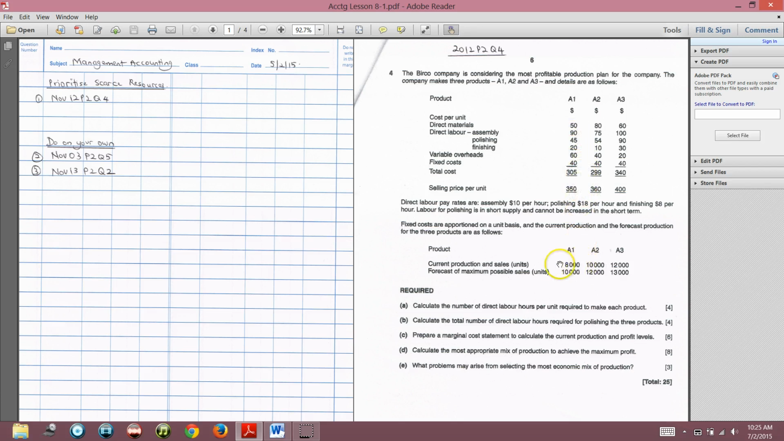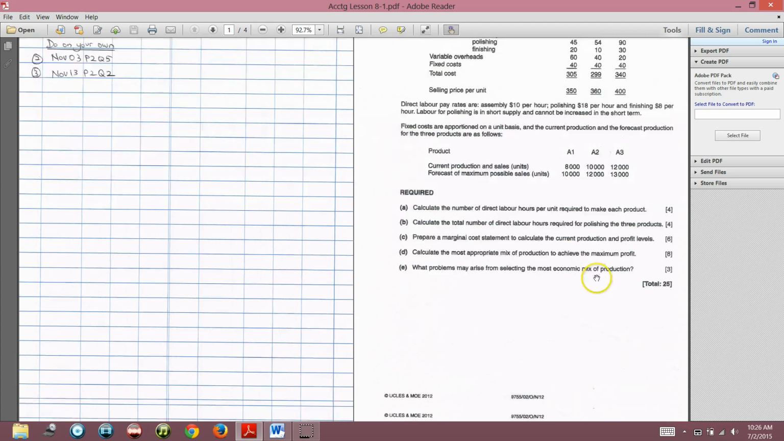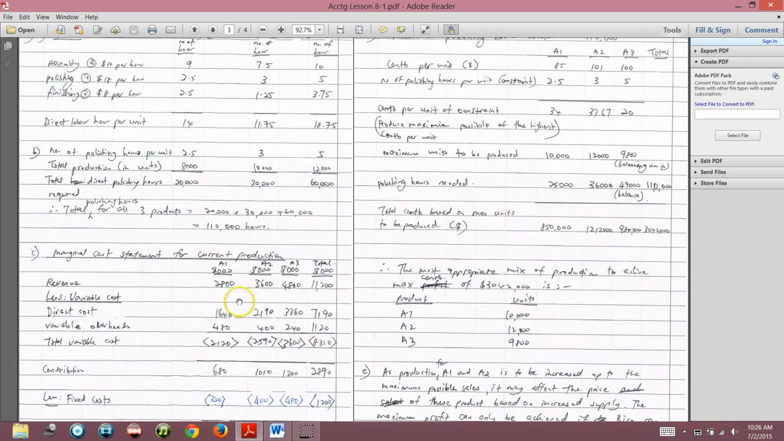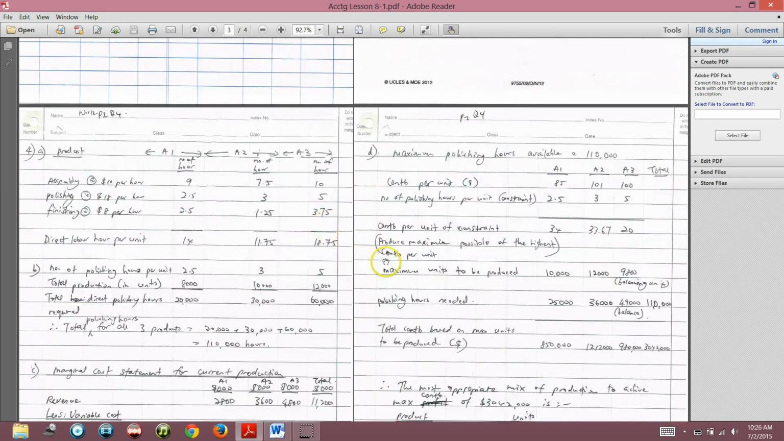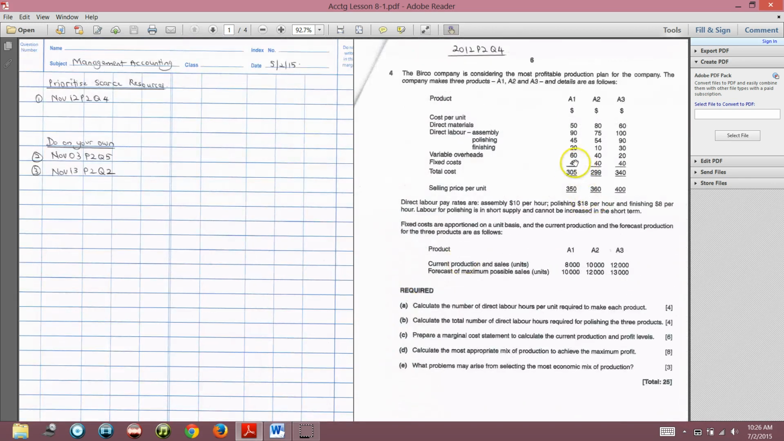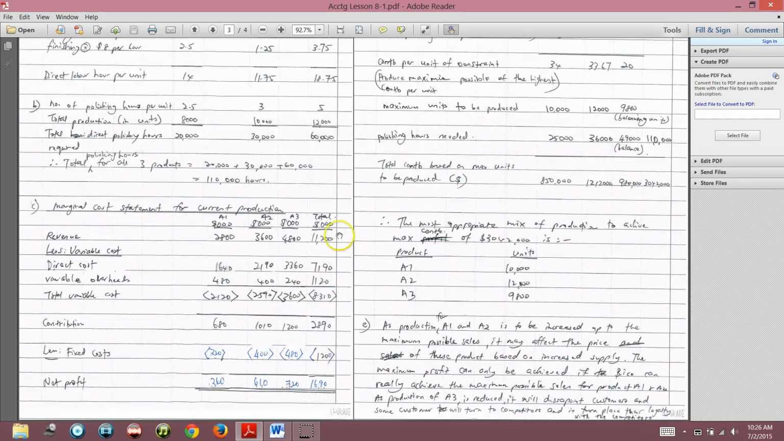So how many production units for A1? 8,000. So I times 8, so it will be 1,640,000. It's all in thousands, right? So that's how I get my direct cost, 1,640. Variable overheads for A1 will be 60 times 8, because it's in thousands, so 480. So you see, it's not difficult, right? So the total variable cost will be 1,640 plus 480.